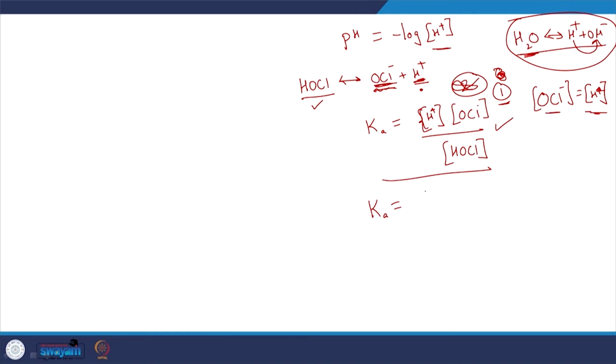So, assuming that, this will transform into H plus square by HOCl, and I know HOCl concentration, I know Ka or pKa is 7.5. So, Ka is 10 power minus 7.5. So, from that I can calculate my H plus. Let us see what we have.